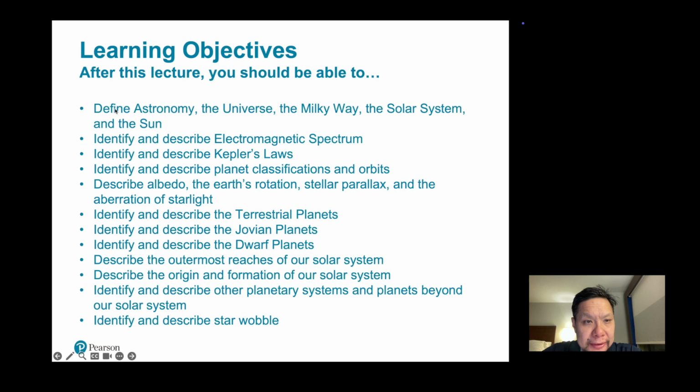In this chapter, in this lesson, we'll learn about astronomy, the universe, the Milky Way, the solar system, and the sun. We'll talk about electromagnetic radiation, which we talked about already before, but just a quick little review. We'll talk about Kepler's laws, also describe planet classifications and orbits. We'll talk about albedo, the Earth's rotation and stellar parallax, and an aberration of starlight. We'll also identify and describe terrestrial planets, Jovian planets. We'll probably stop there when we get to the planets and do the rest when we come back on Tuesday.